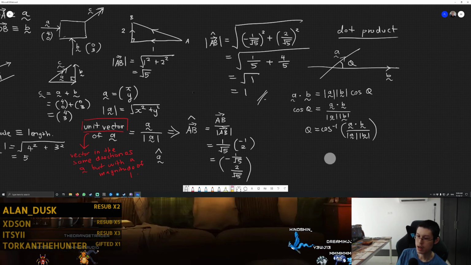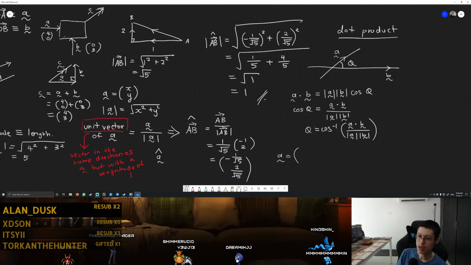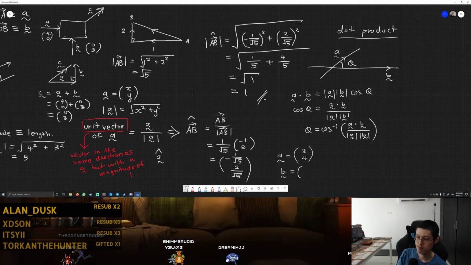So how do you actually dot 2 vectors? Well, let's give these vectors some values. Let's say A is 3, 4, and let's say B is 5, 7.